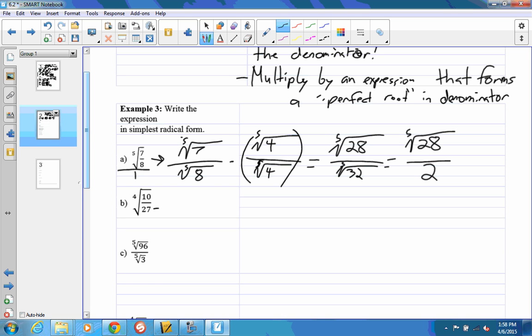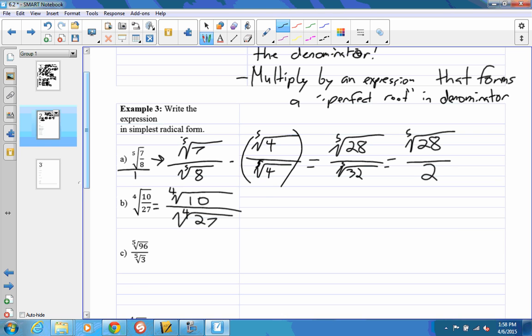All right, so we'll split this one up. Honestly, guys, I would not even worry about your numerator. You just look at the denominator. So the fourth root of 27. I need that radical to go away. Well, 27 is a perfect what? Cube. It's 3 cubed, right? So I'm one 3 away from having a perfect fourth.